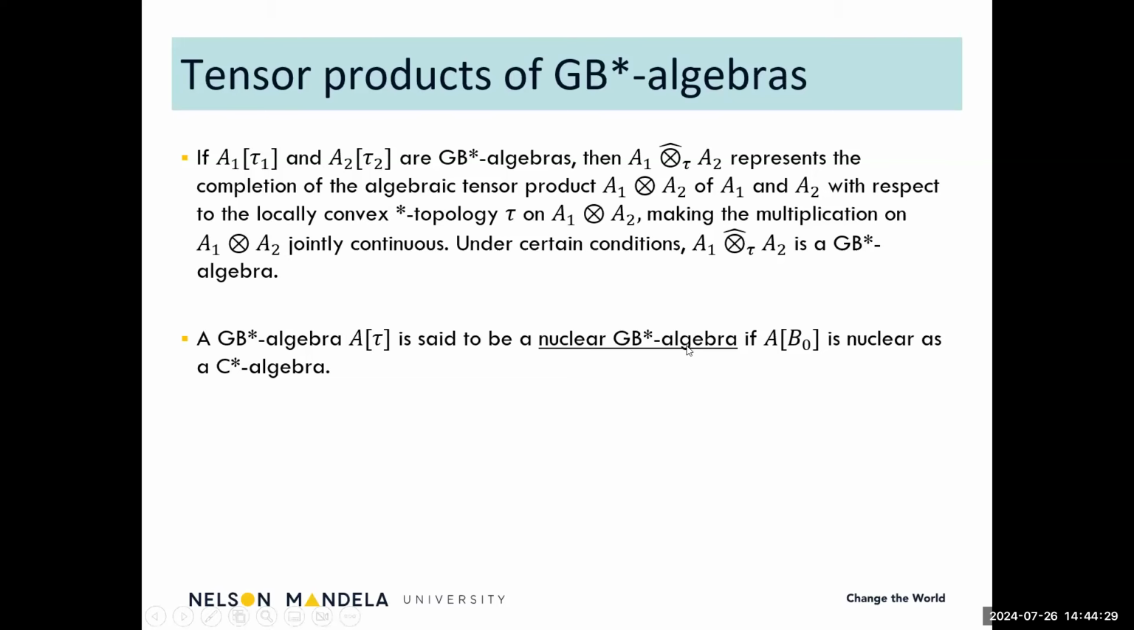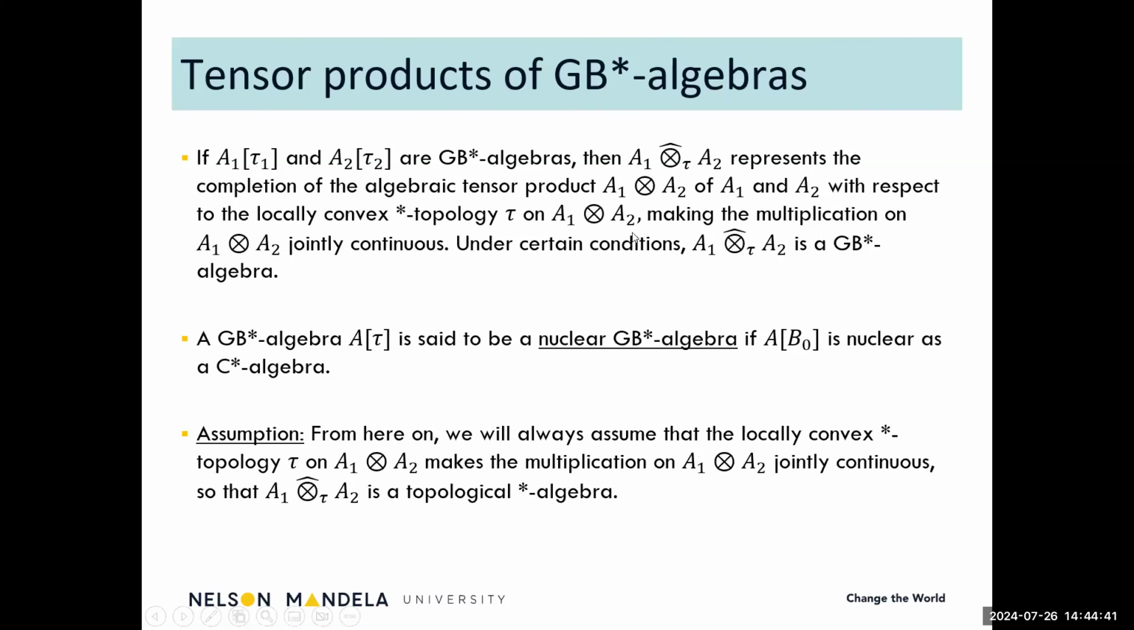Then a GB star algebra will be said to be a nuclear GB star algebra if the underlying C star algebra AB0 is a nuclear C star algebra. And then I make an assumption from here on. We will always assume that the locally convex topology tau on the algebraic tensor product of the two GB star algebras makes the multiplication jointly continuous. Otherwise, when you take the completion, you don't necessarily get an algebra. So that's to make sure you get a topological star algebra. And then under certain conditions, you will get a GB star algebra.